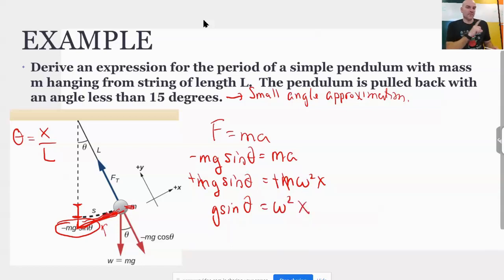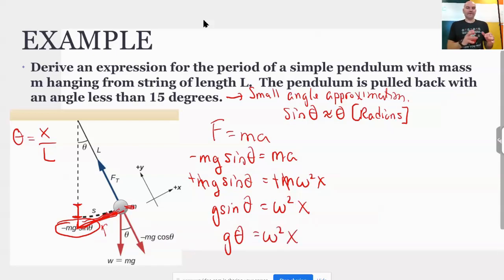Now, this is where the small angle approximation is going to help us. What the small angle approximation says is that the sine of the angle in radians is essentially equal to the angle itself. Now, remember, this is all in radian measure. So it would be less than pi over 6 or pi over 8 or something like that, whatever gives you 15 degrees. And so what that allows me to do is say, instead of g sine theta, I can just call it g theta.